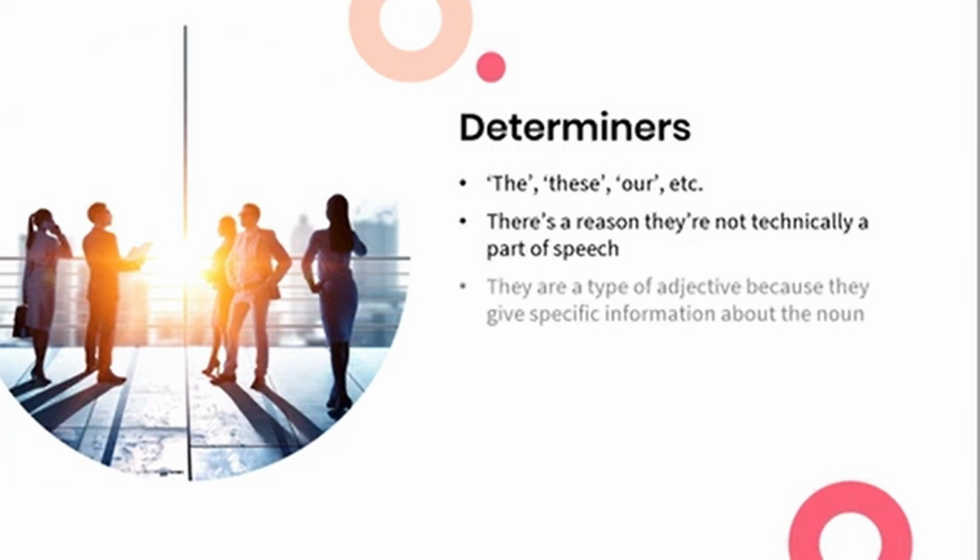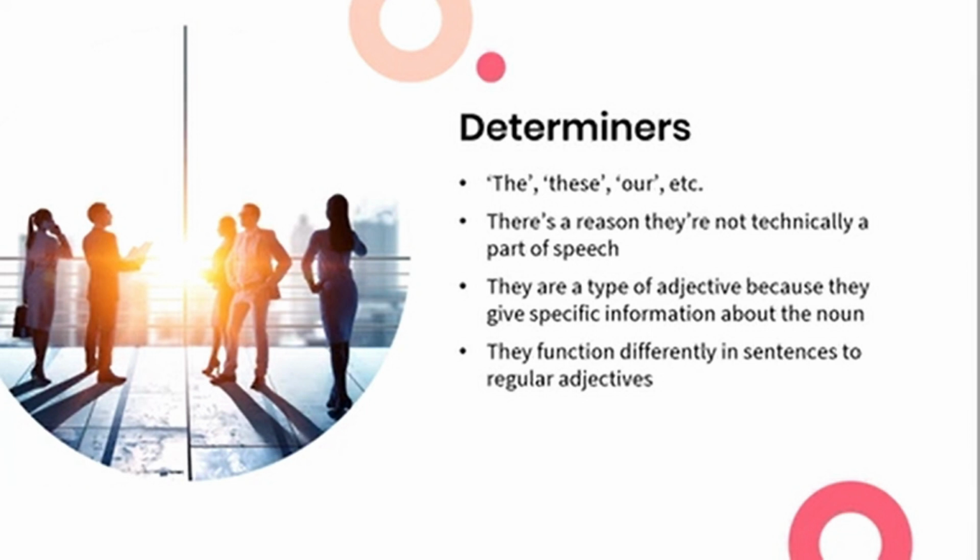They are actually a type of adjective because they give specific information about the noun. However, they function differently in sentences, and that's why many people consider determiners separate to adjectives. But when it comes to the royal order of adjectives, determiners always go at the very beginning. If there are multiple adjectives describing one noun, a determiner must appear before all the rest of the adjectives.